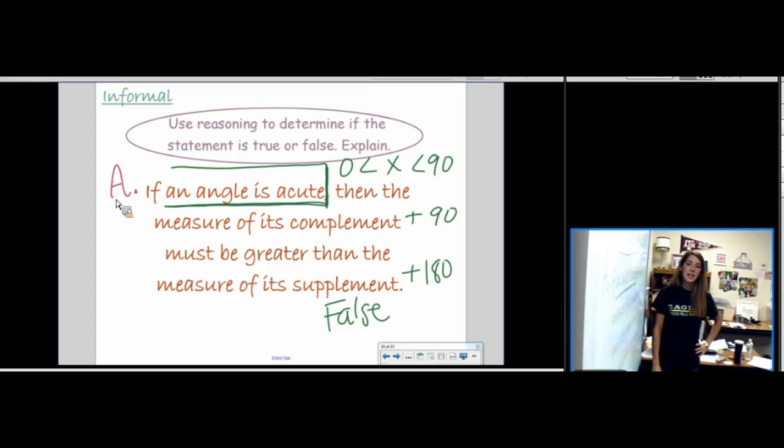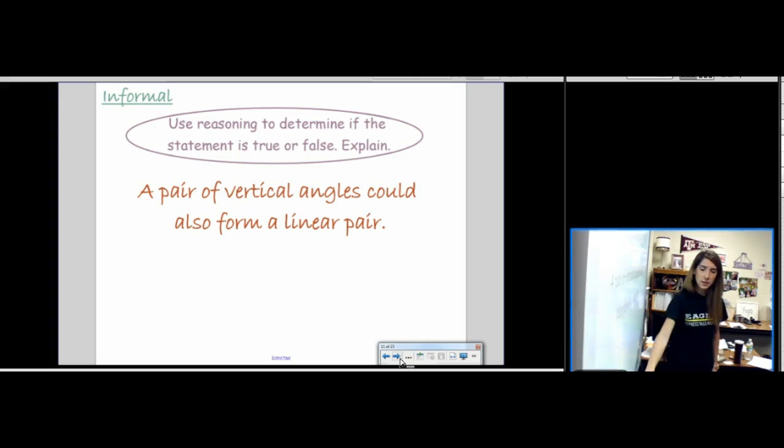Common sense tells us that is not true. 90 will always be less than 180. When you subtract from it, it'll always be less as well.